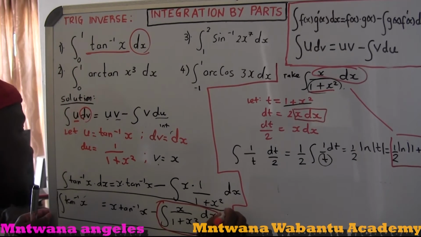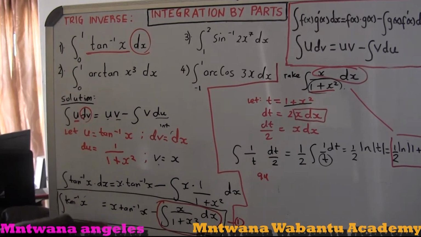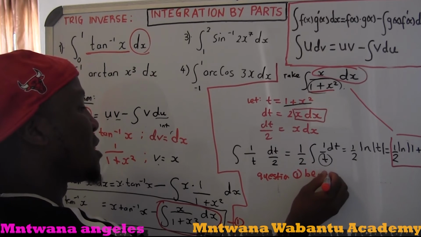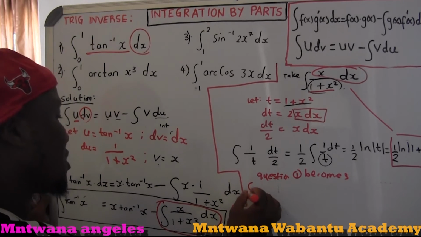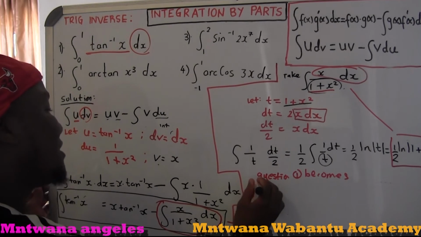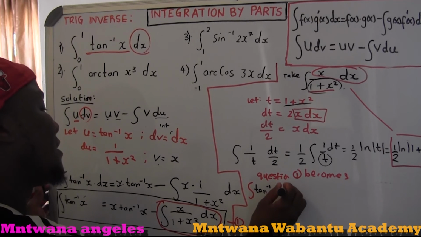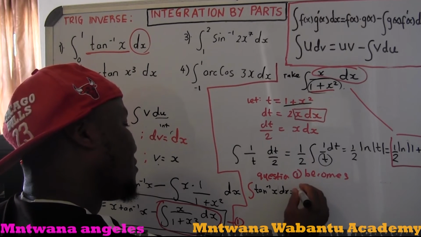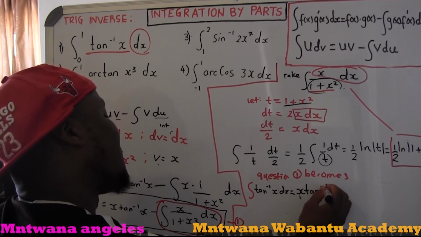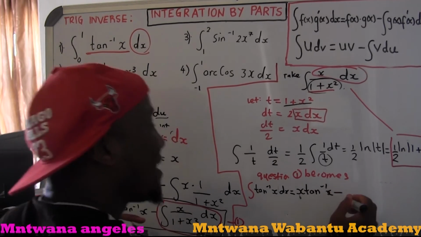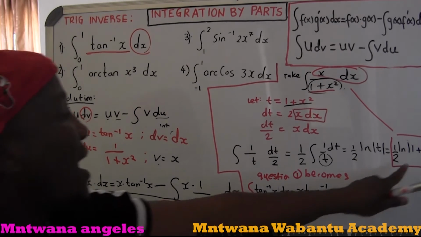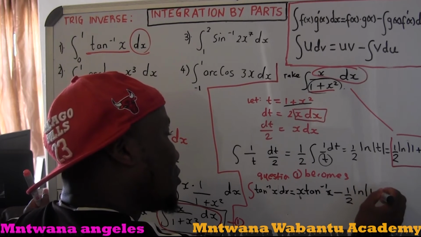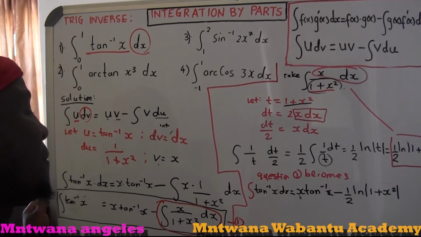So now let's call this question number 1. Question 1 becomes the integral, that's what we're looking for, that's our given equation, of tan inverse of x dx, which is going to become x tan inverse x minus, now instead of this I'm going to write that, a half ln of 1 plus x squared, absolute, plus a constant.